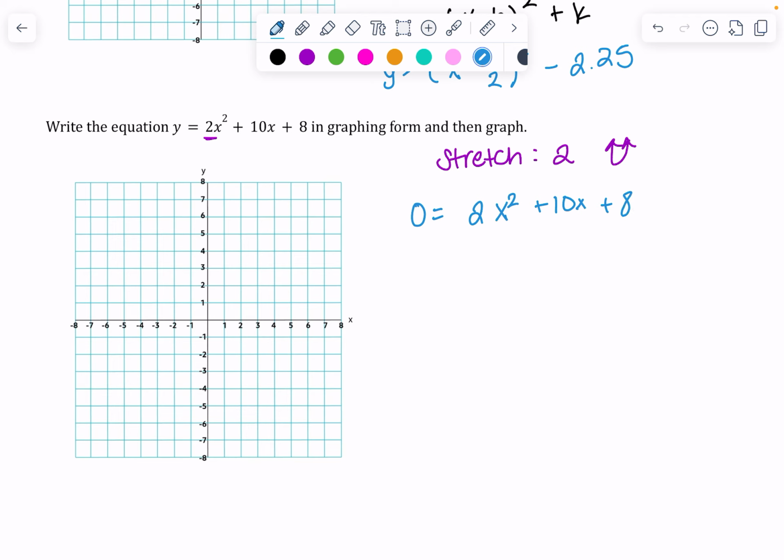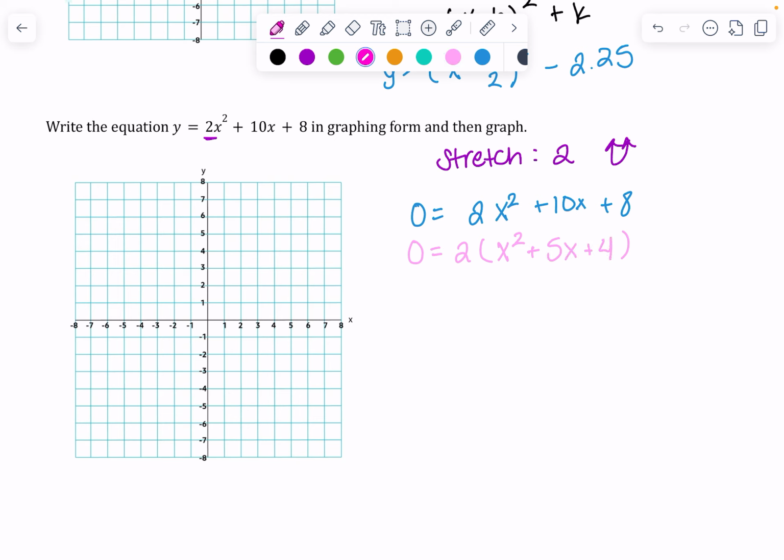And again, when we have that a value right here that's not 1, it makes factoring just a little bit harder. But if you notice, just like before, all of these numbers, 2, 10, and 8, are all divisible by 2, right? So if we factor that 2 out, it's going to leave us a quadratic that's just a little bit easier to factor. So we're left with x squared, 10x divided by 2 leaves 5x, and 8 divided by 2 leaves 4.